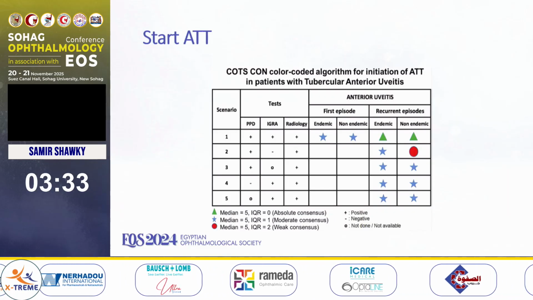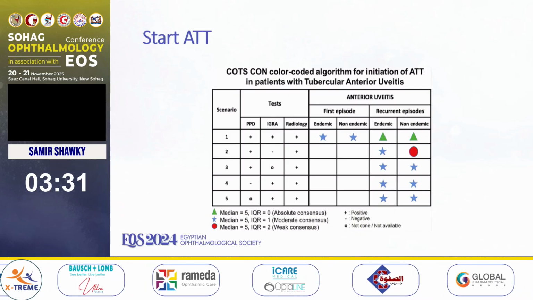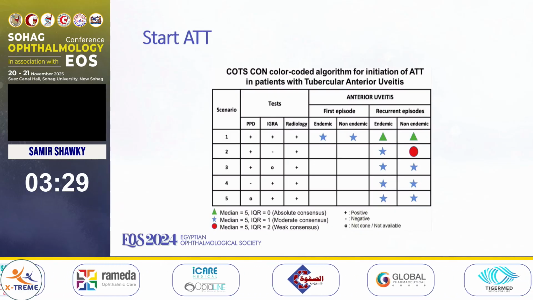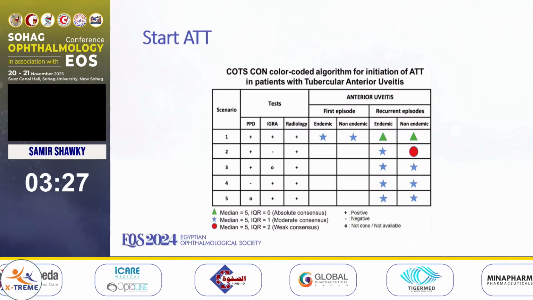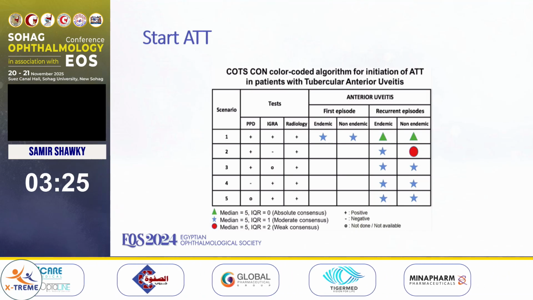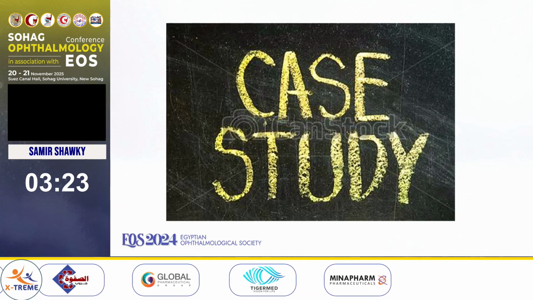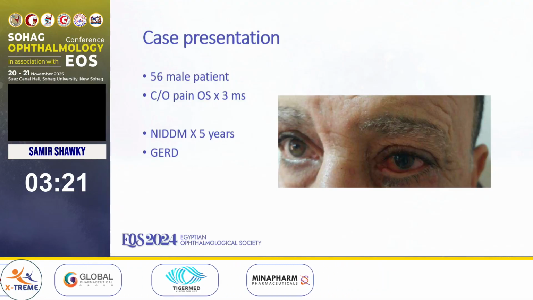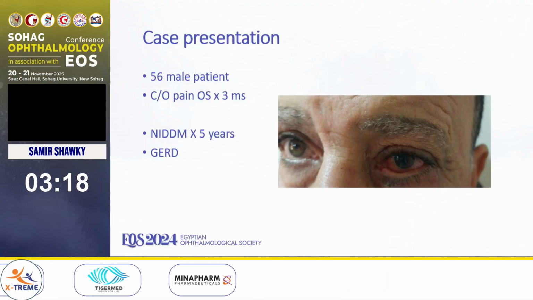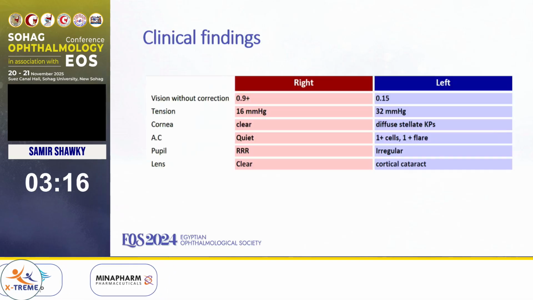So in this case, we don't have a problem. The diagnosis is clear. We have a positive quantiferon, positive TB test, and positive CT chest. So it is a definite ocular TB. So there are no problems here in this patient. The other case, as you can see here, is a male patient who complained of pain in his left eye.